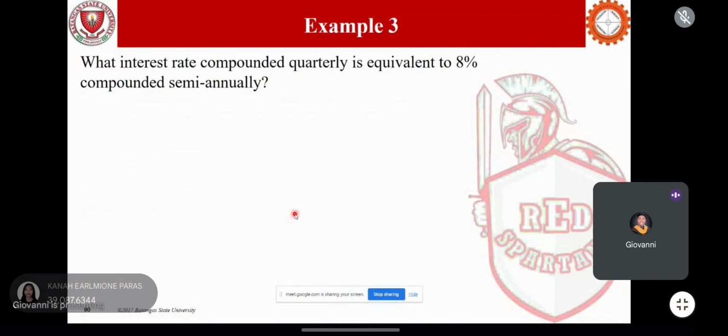Next. So what interest rate compounded quarterly is equivalent to 8% compounded semi-annually? For this part kaya po, paano natin siya gagawin? So ang hinahanap dyan is ano daw po yung katumbas ni 8% semi-annually in terms of quarterly.